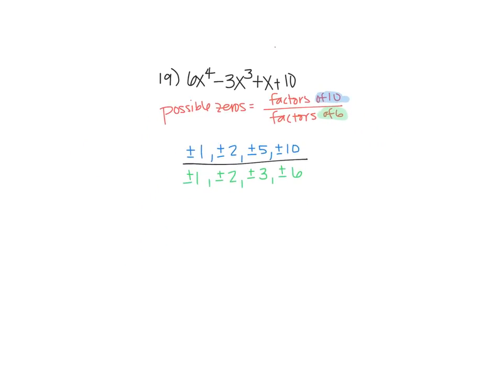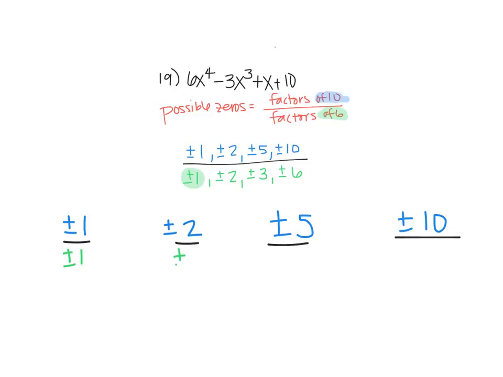So what makes these problems that have a leading coefficient more interesting is that I actually have to divide every single number on top by every single number on bottom. So I'm going to start with my top numbers: positive and negative 1, positive and negative 2, positive and negative 5, and positive and negative 10. And first, I'm going to divide each of these by my first denominator, which was positive 1. So I'm going to divide all these by positive and negative 1.